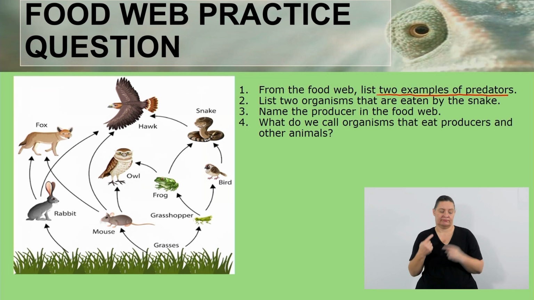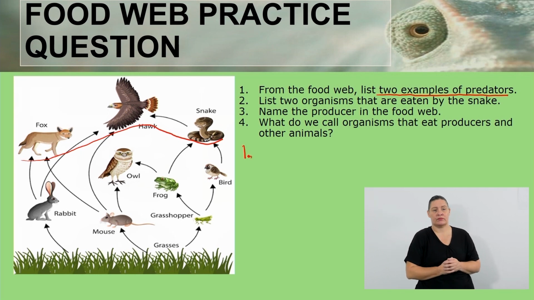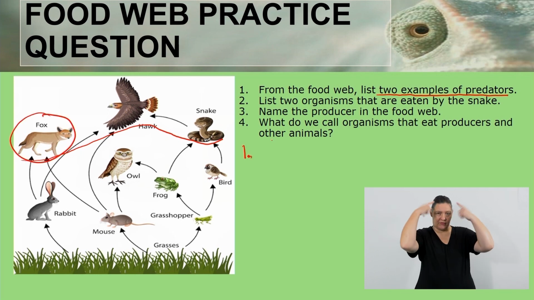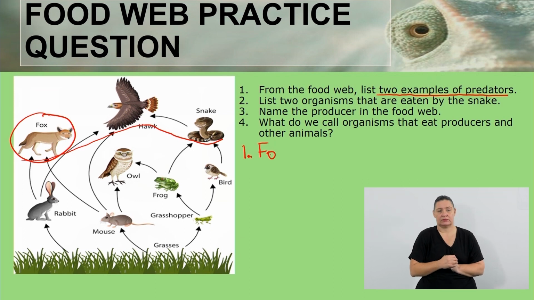Now we are going to come to the food web, and we already know that predators, these are the animals that hunt and kill and eat their prey. So when we are looking at this picture, our predators are these animals that we find on top here. So for number 1, we are going to choose the fox. That's our first predator. And we are then going to choose our snake. That's our second predator.